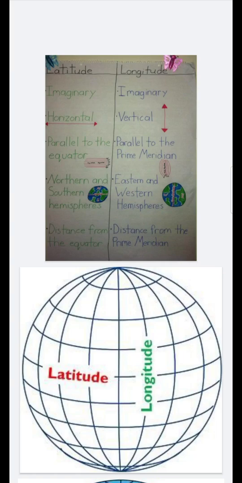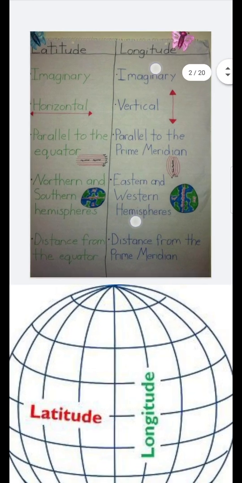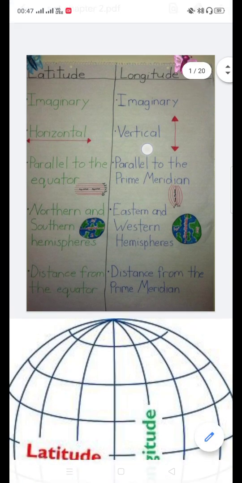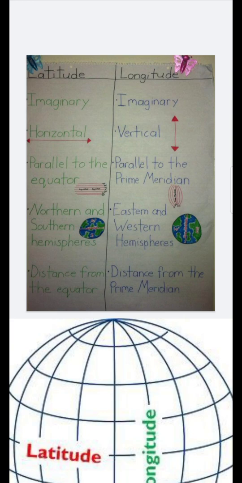Hello children, today we are going to see the second chapter of geography, that is longitude and latitude. Here are some images which are on the PDF. What is latitude and what is longitude?